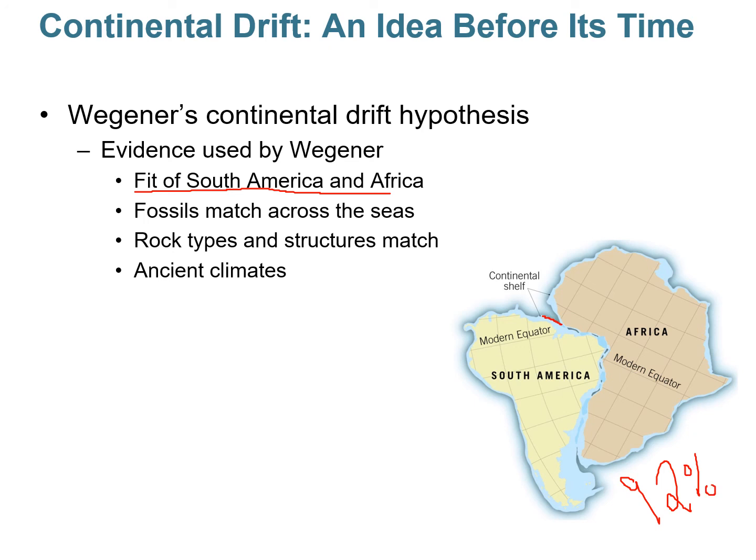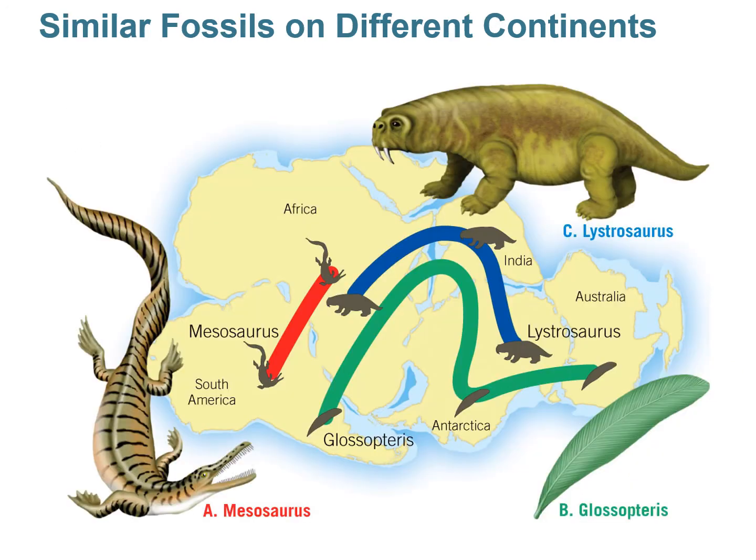Okay. Another major line of evidence, which we'll talk about in the next slide, are fossils in different geographic areas that match each other. Then there's a similarity between the different rock types in different continents, as well as ancient climates that didn't really match up to their present-day locations.